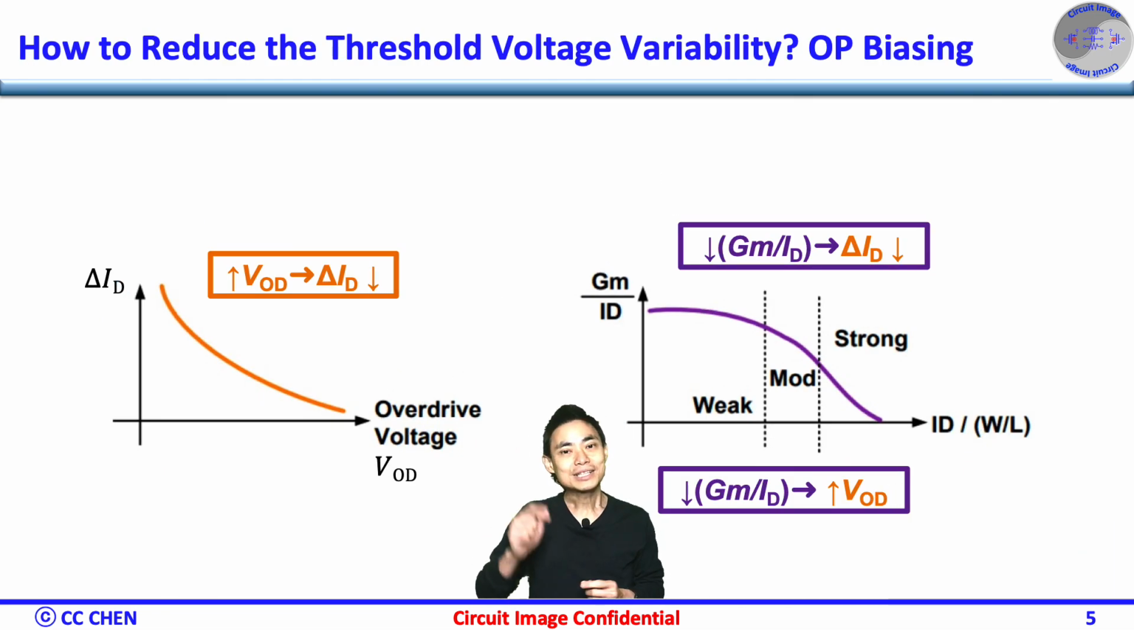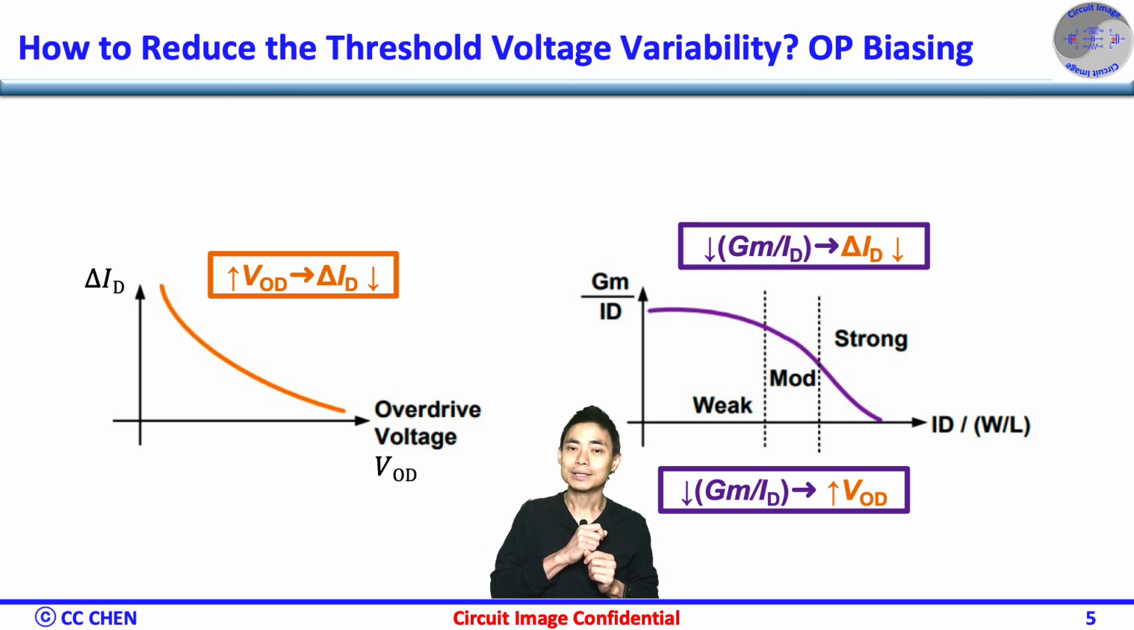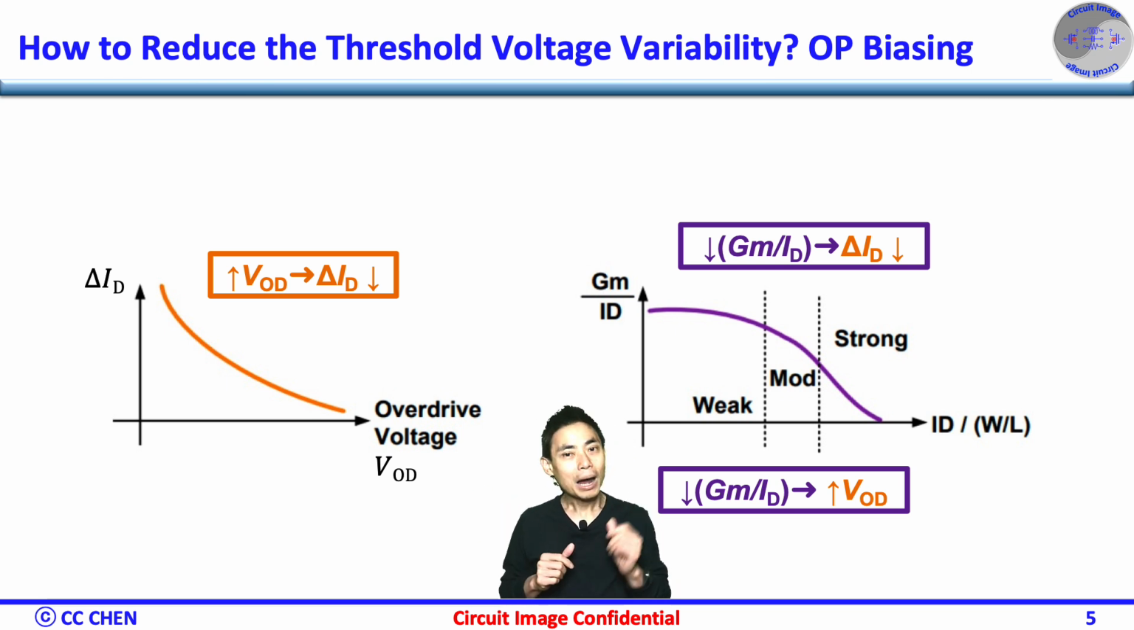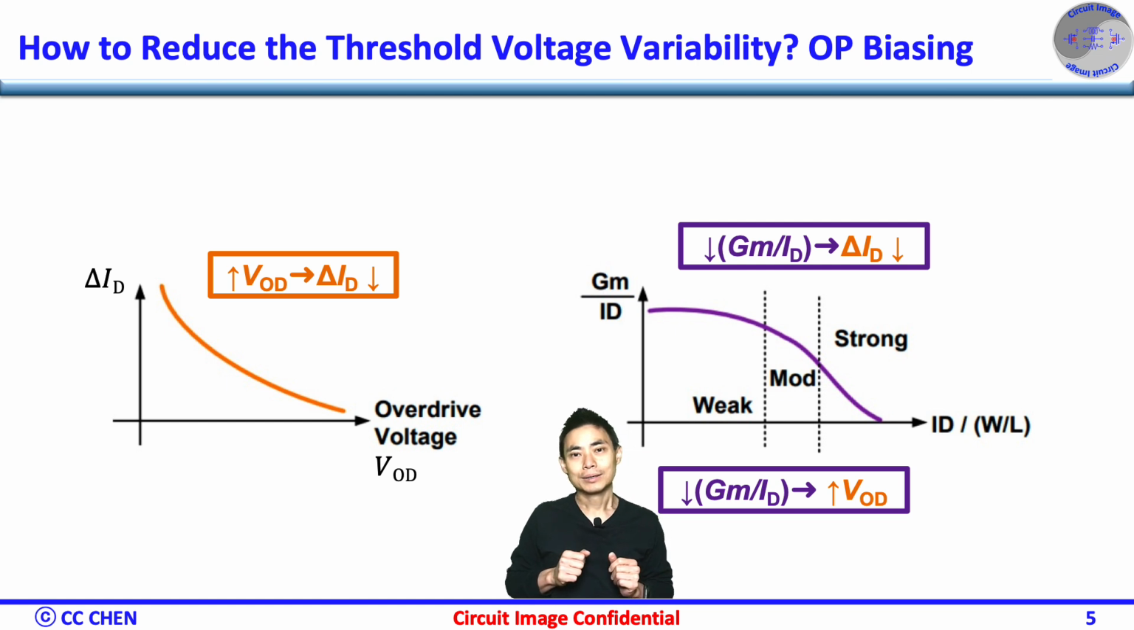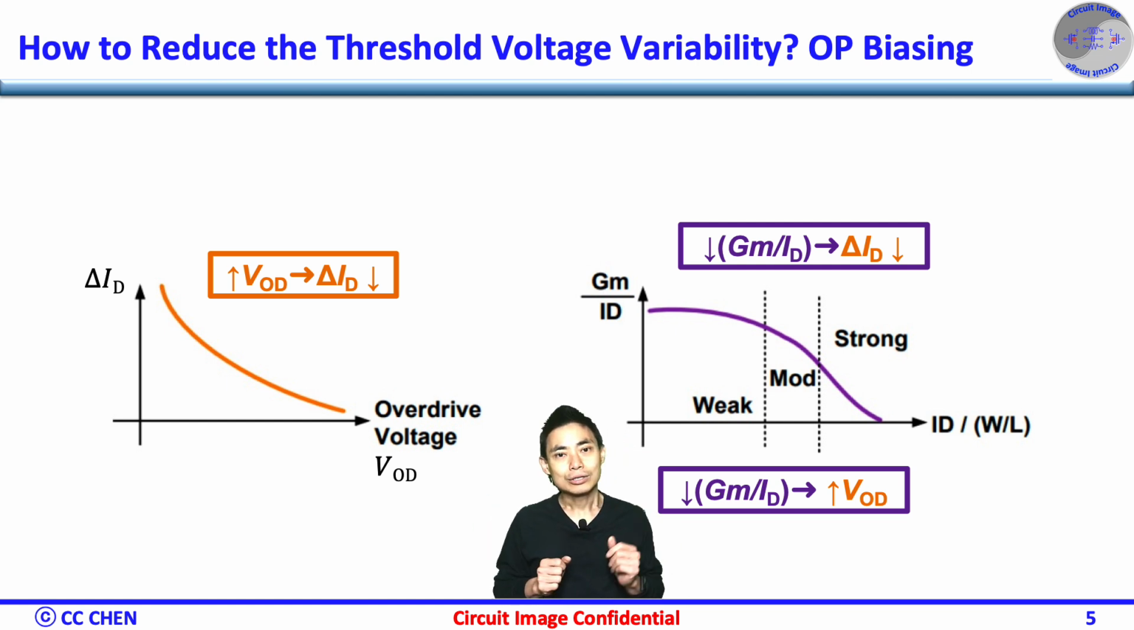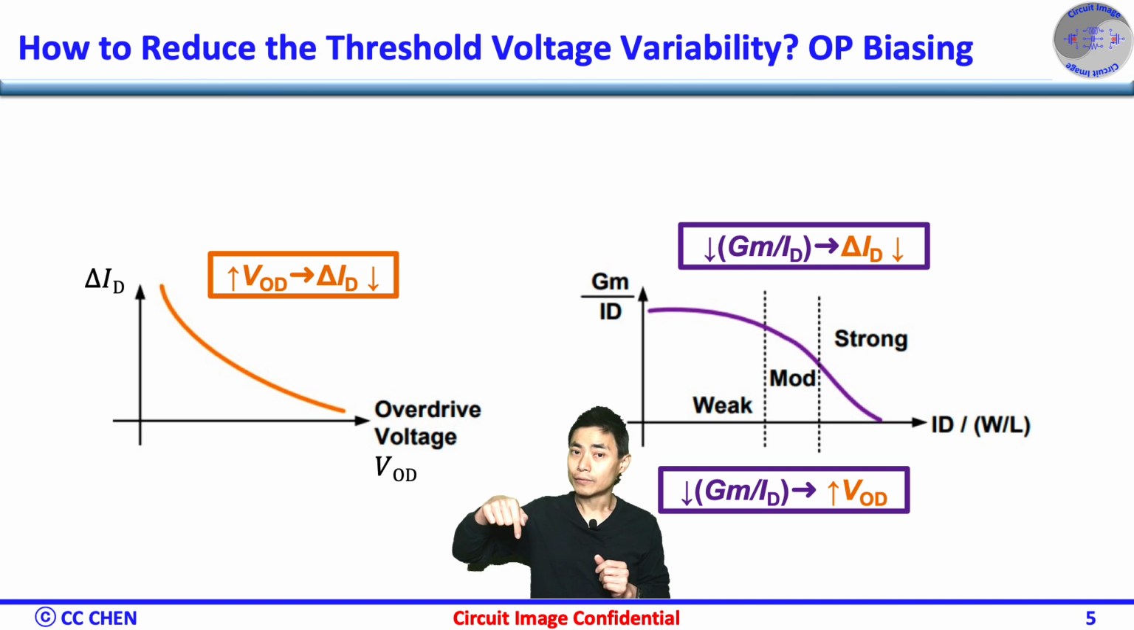Correct. Increasing the overdrive voltage leads to less dependency of the current variability on the variability of the threshold voltage. Another popular tool of the DC operating point is the gm over ID, and it should be minimized to reduce the current variability, because sigma ID equals sigma Vt times gm over ID. If you try your best to either maximize the overdrive or minimize the gm over ID, what else can reduce the current variability?